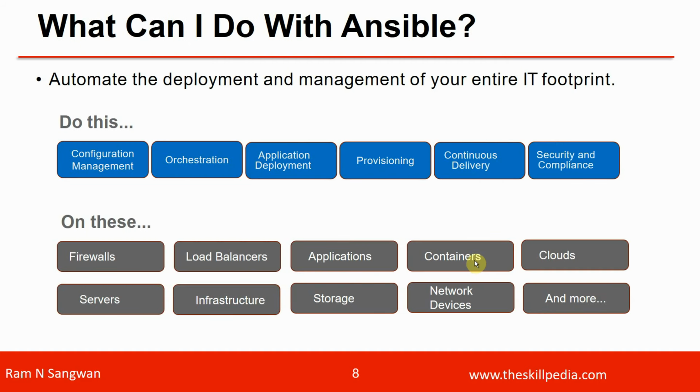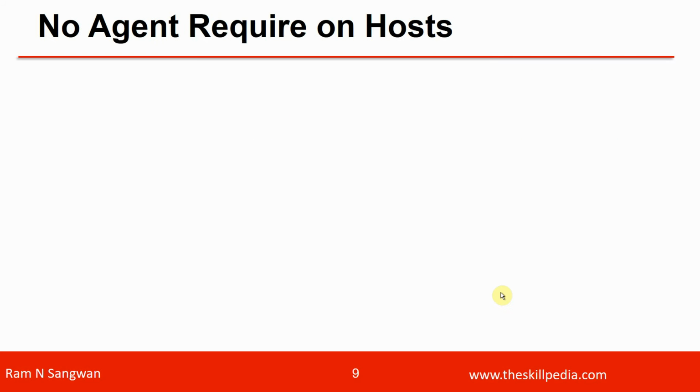So what can I do with Ansible? You can automate the deployment and management of your entire IT footprint. Like do this: configuration management, orchestration, application deployment, provisioning, continuous delivery, security and compliance. And these on firewalls, on load balancer, application, containers, cloud, network devices, storage, infrastructure, servers, and more. So you can do a lot of activities on a lot of resource categories with Ansible.